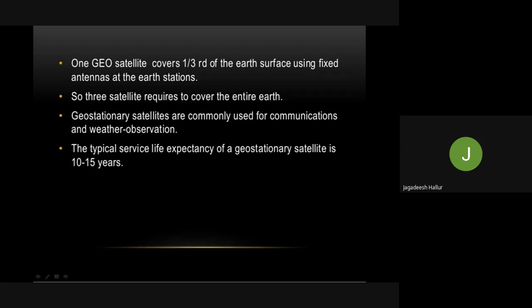Next point. The typical service life expectancy of a geostationary satellite is 10 to 15 years. So the age of this geostationary satellite, compared to low Earth orbit and medium Earth orbit, is high. It has a maximum life of 10 to 15 years. Whatever they are going to install in it has to be more effective, since it is going to live for 10 to 15 years.